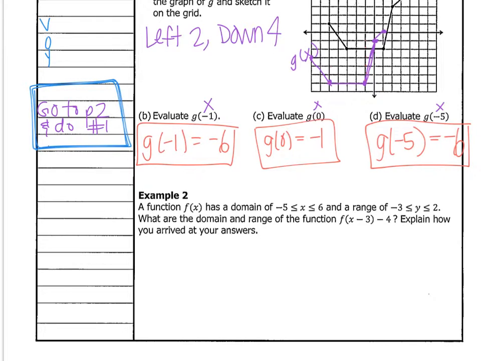Okay, so example 2 here says that we have a function whose domain is -5 less than or equal to x less than or equal to 6, and the range is -3 less than or equal to y less than or equal to 2. And it says that we're asked for the domain and range of a new function, f of (x minus 3), close parentheses, minus 4.